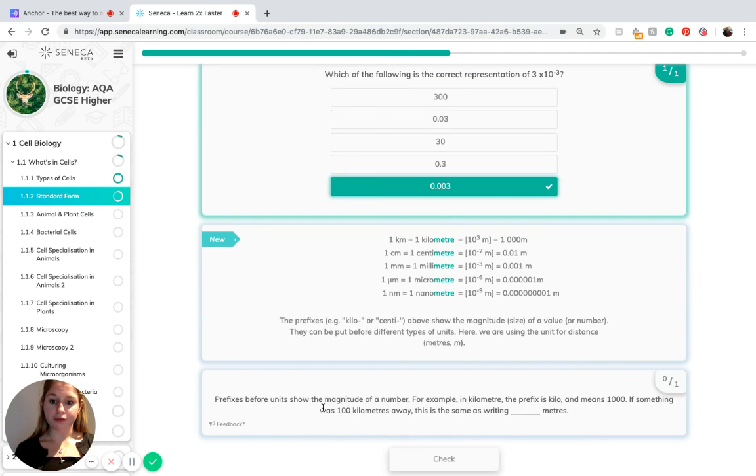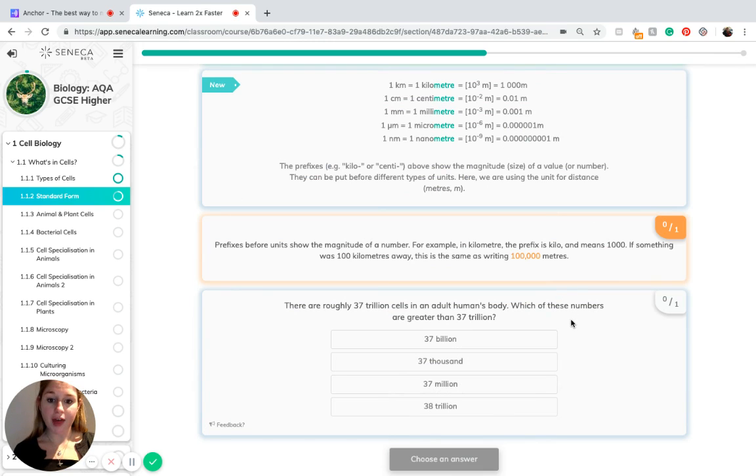So prefixes before units show the magnitude of a number. For example, in kilometre, the prefix is kilo and means 1,000. If something was 100 kilometres away, this is the same as writing 100,000 metres, as 1 kilometre is 1,000 metres and 100 kilometres is 100,000 metres.